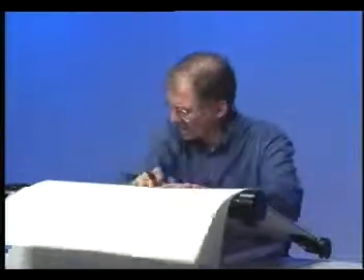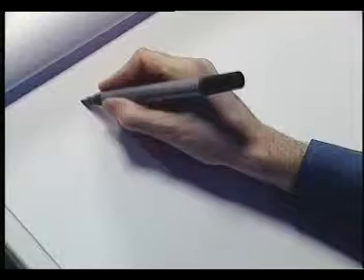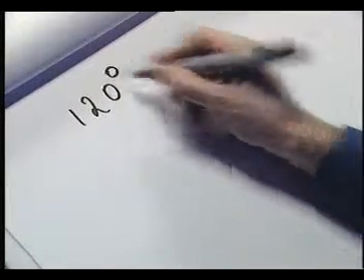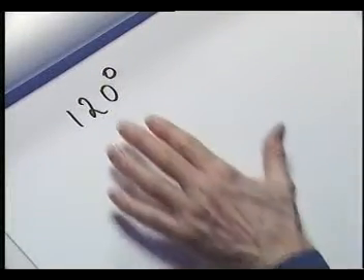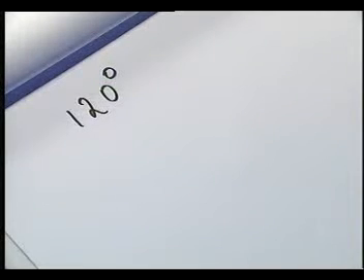Let's have a look at one final example. We have converted radians into degrees, but one of the things that we haven't done is to convert an angle that's in degrees into radians. So, let's take an angle 120 degrees. What is this angle in radians?